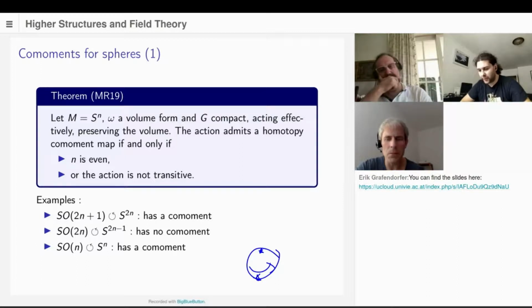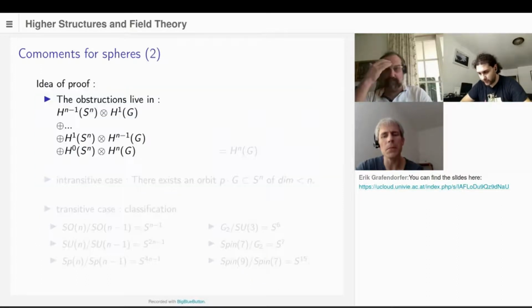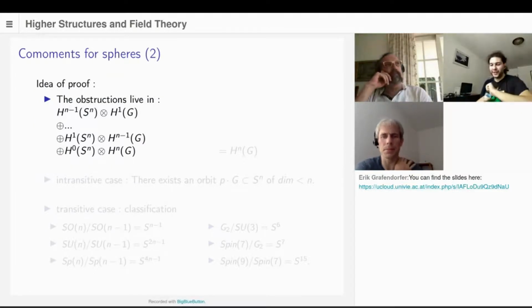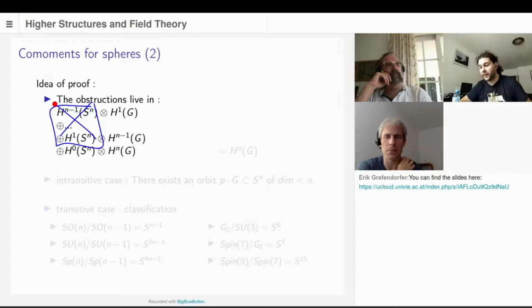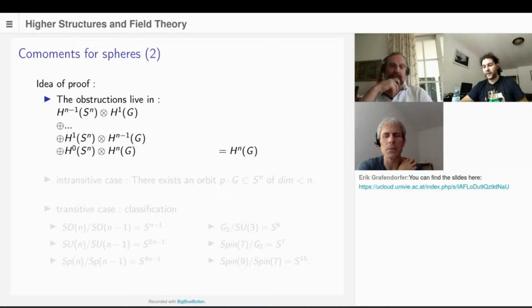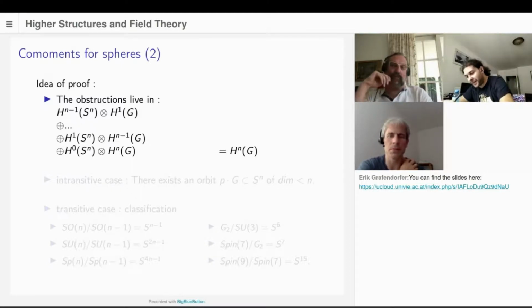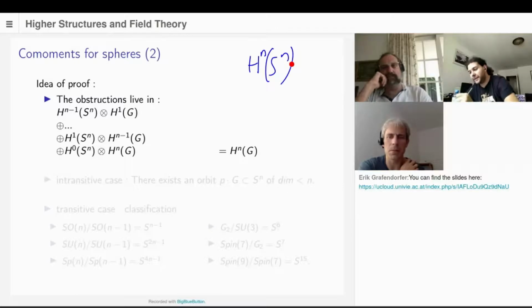And in the last few minutes, I would go through the idea of the proof. The first observation is that as spheres do have pretty simple cohomologies, there's only one class that really plays a role for us. It's the nth cohomology of the Lie group in that case. And the map that gives us the obstruction is basically the pullback map from H^n of S^n to the group.